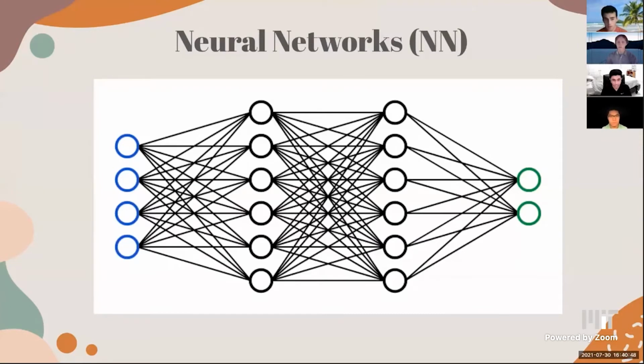So each neuron receives a signal in the form of a number from the previous layer. Each layer is the vertical line here. So it processes that signal with a function that changes as the model is trained, and then it outputs that signal into the next layer.